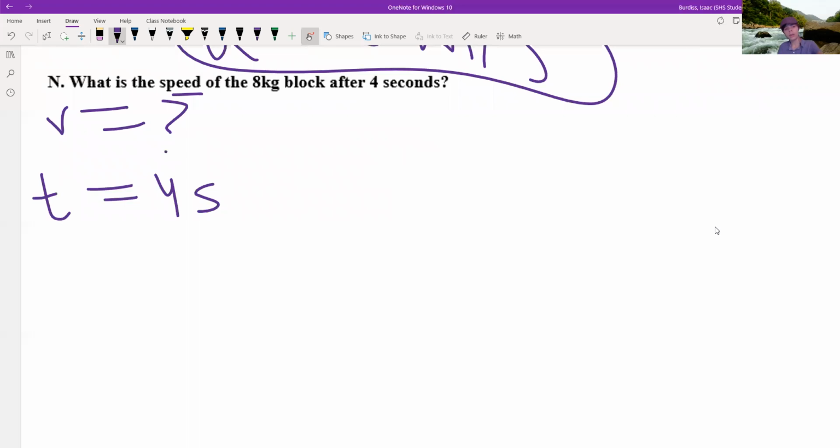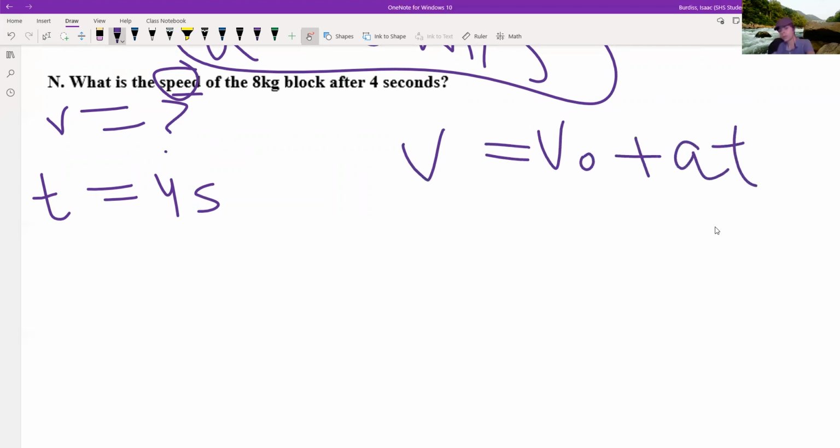So we're trying to find speed, what's the velocity? We're trying to find velocity. And then what equation do we use? We'll have to use the kinematic equation, but it has to be one that doesn't have distance in it. The only one that doesn't have distance in it is this. And why? Because we don't know distance. And that would be the final velocity.